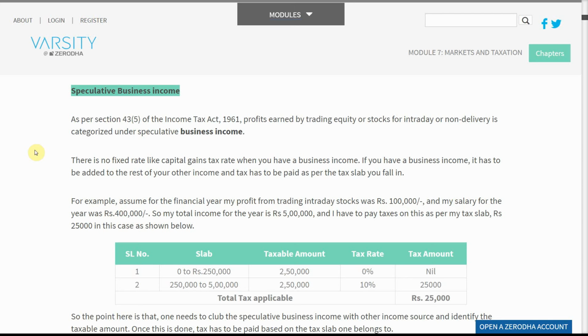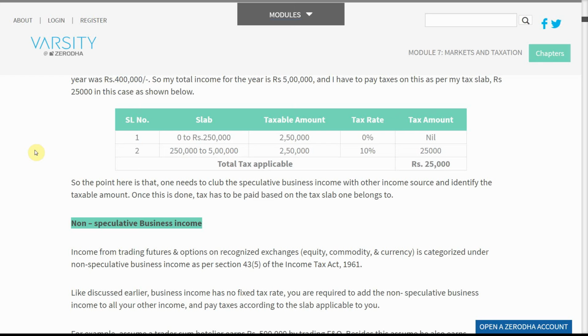For example, assume for the financial year my profit from trading intraday stocks was Rs. 100,000. And my salary for the year was 400,000 rupees. So my total income for the year is 500,000 rupees and I have to pay taxes on this as per my tax slab. 25,000 rupees in this case as shown below. Slab: 0 to 250,000 rupees, taxable amount 250,000, tax rate 0%, nil. 250,000 to 500,000 rupees, taxable amount 250,000, tax rate 10%, tax amount 25,000. Total tax applicable Rs. 25,000. So the point here is that one needs to club the speculative business income with other income sources and identify the taxable amount. Once this is done, tax has to be paid based on the tax slab one belongs to.